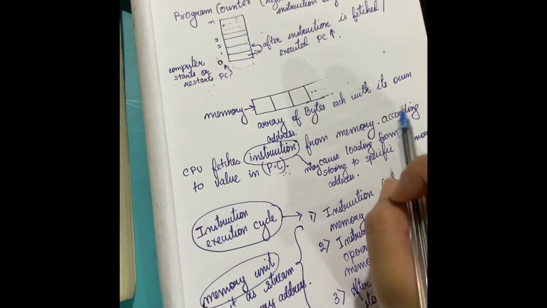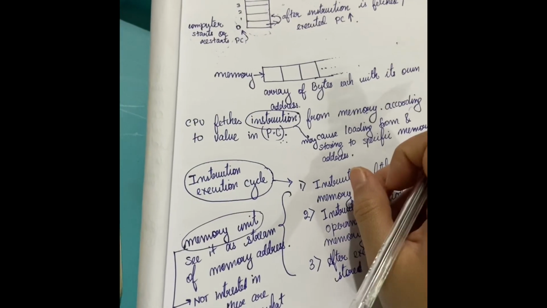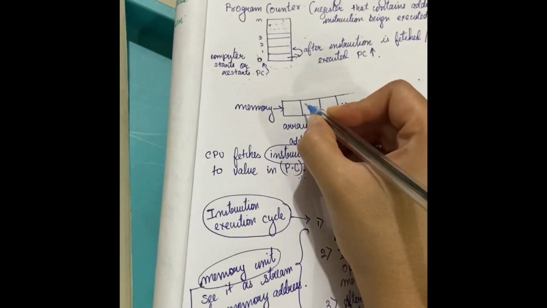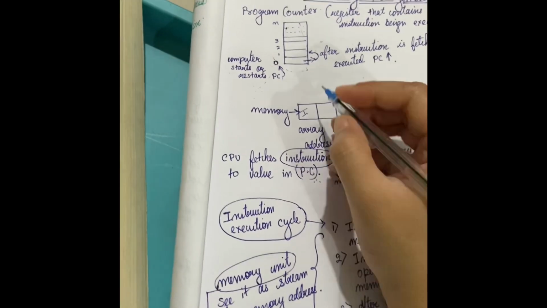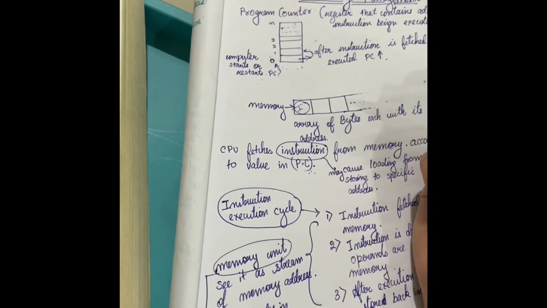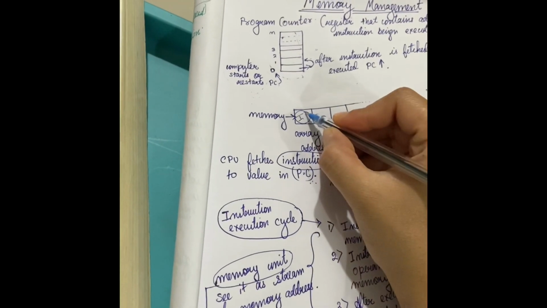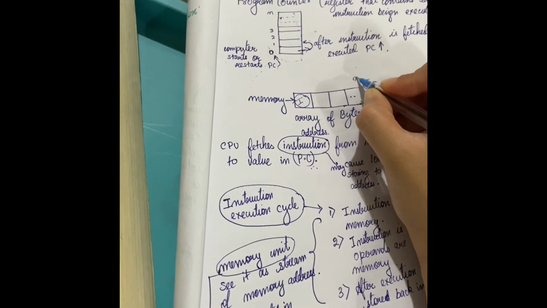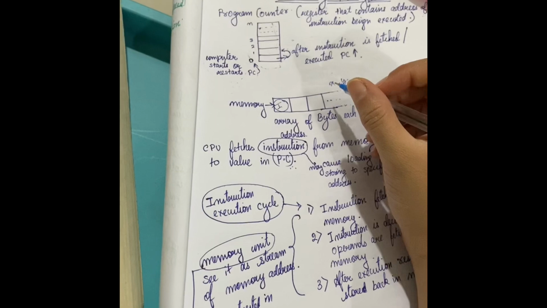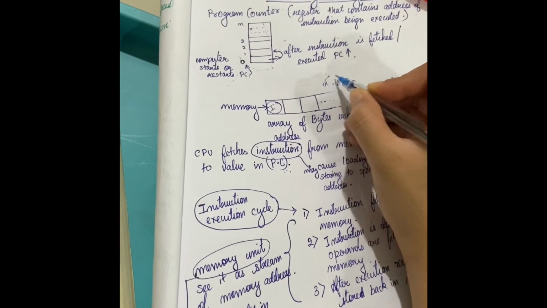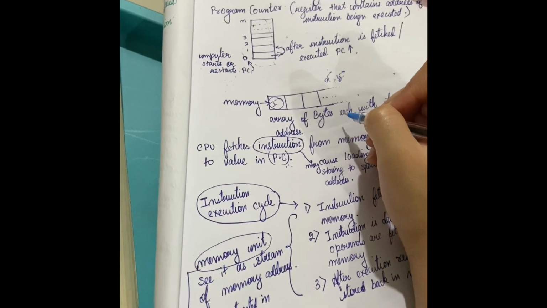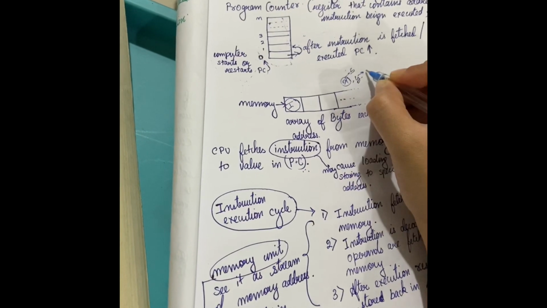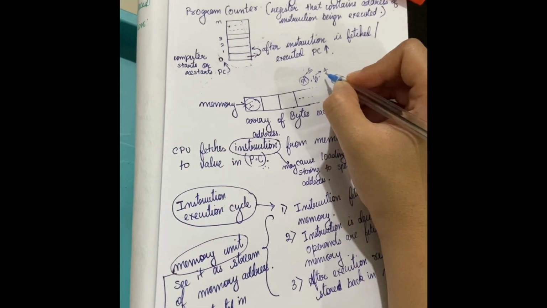So what is the instruction execution cycle? An example we can take: the instruction is first fetched from memory. Suppose the instruction is stored over here, and from here it is fetched. Now we decode the instruction. Suppose it requires operands x and y, where x is stored at some memory location and y at another. After fetching, suppose x has the value 5 and y has the value 4. Suppose we are doing a simple addition.